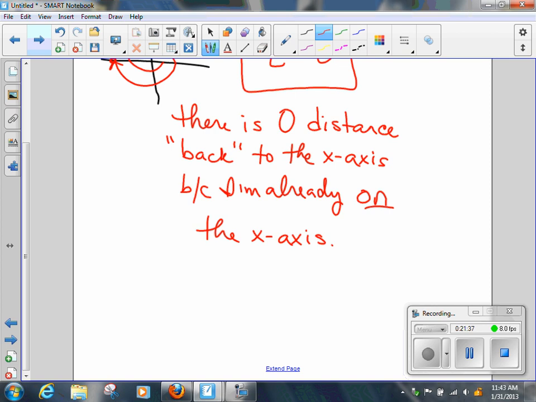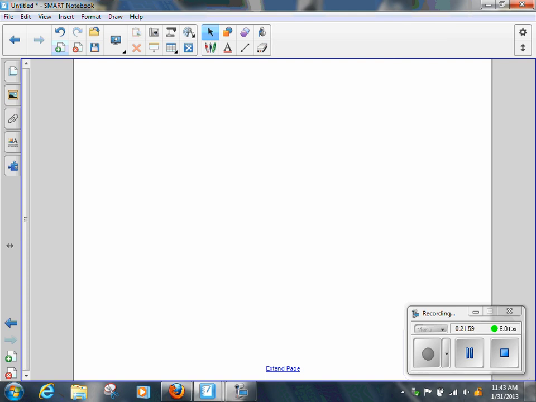And then one last problem. Everybody cool with this? If you land on the y-axis, then your shortest distance to get back to the x-axis will be what? Every time? Pi over 2. If you land on the x-axis, then the distance is 0. Okay? How about this one? Last example.